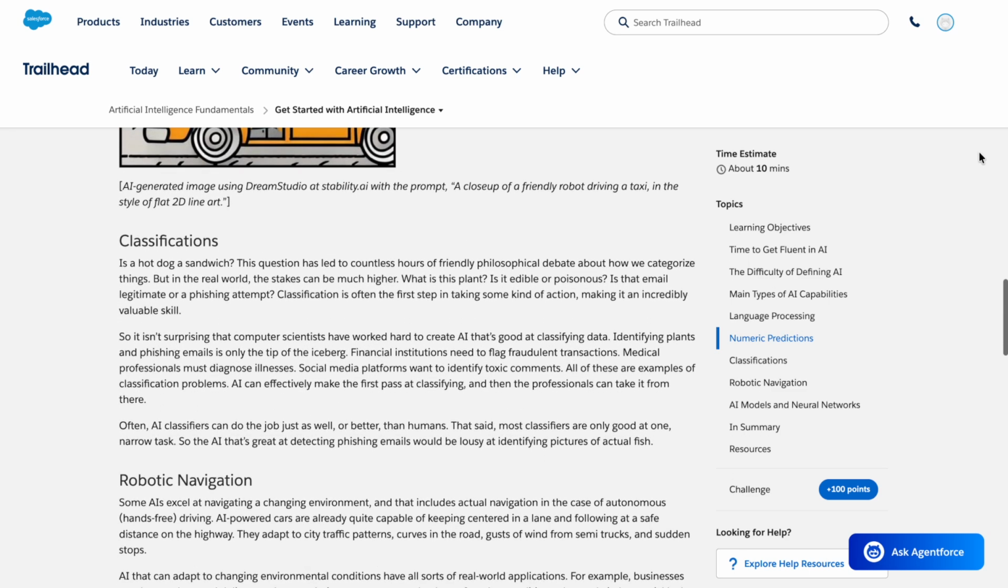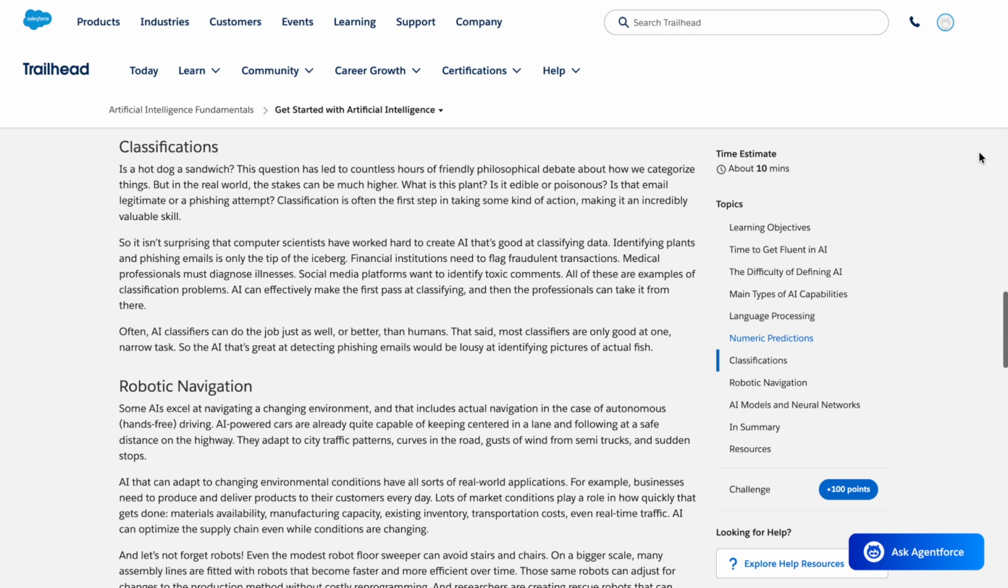Classifications. Is a hot dog a sandwich? This question has led to countless hours of friendly philosophical debate about how we categorize things. But in the real world, the stakes can be much higher. What is this plant? Is it edible or poisonous? Is that email legitimate or a phishing attempt? Classification is often the first step in taking some kind of action, making it an incredibly valuable skill.